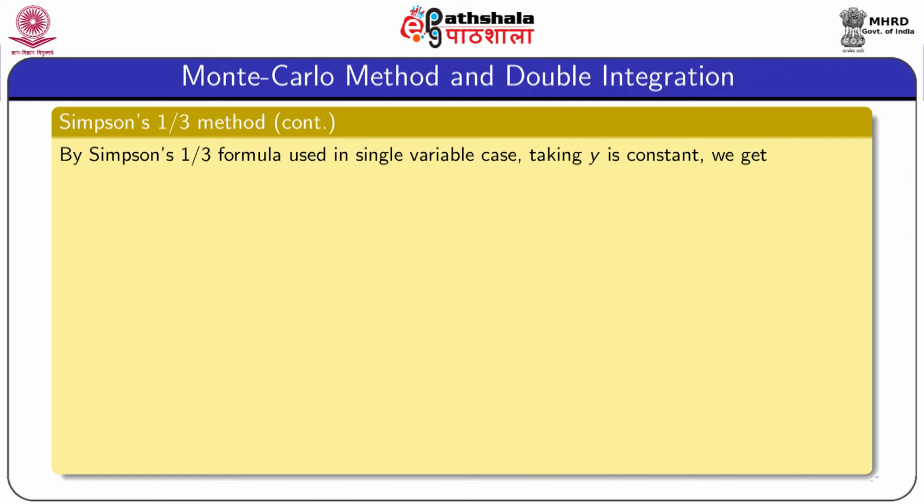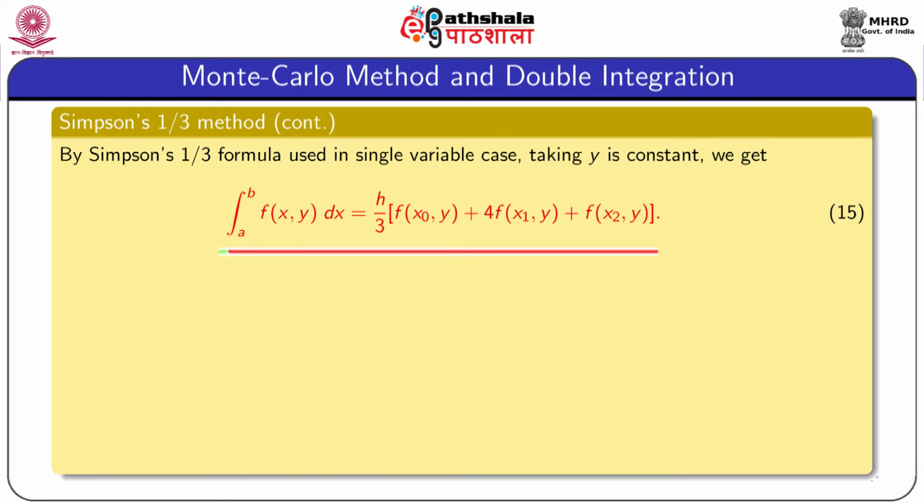By the Simpson one-third formula used in the single variable case, taking y as a constant quantity, we get the integration from a to b of f(x,y) dx equal to h by 3 into [f(x0,y) plus 4 into f(x1,y) plus f(x2,y)]. This is the Simpson one-third formula for one interval, or two subintervals.